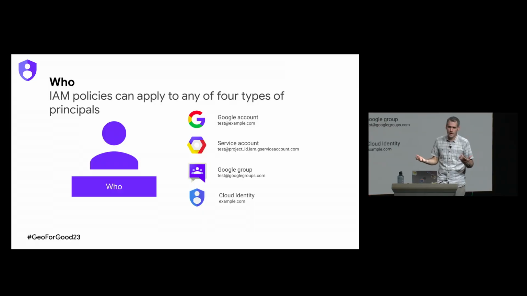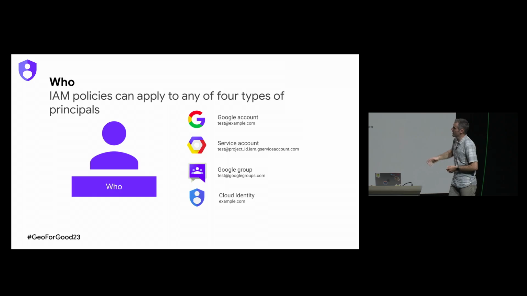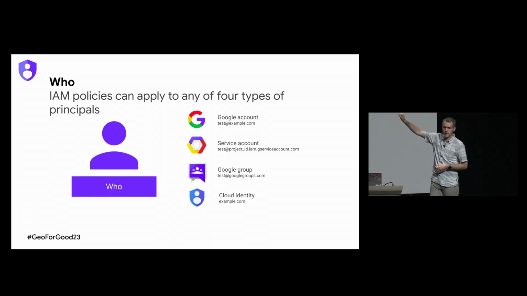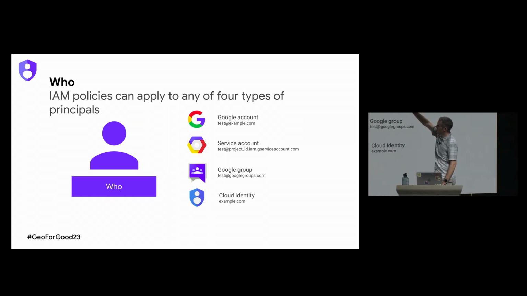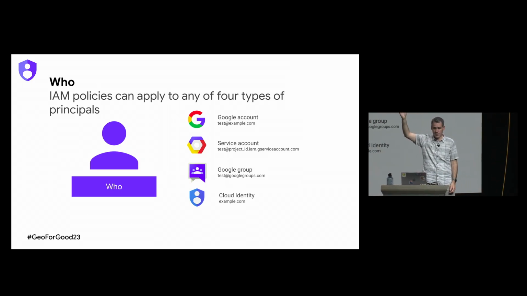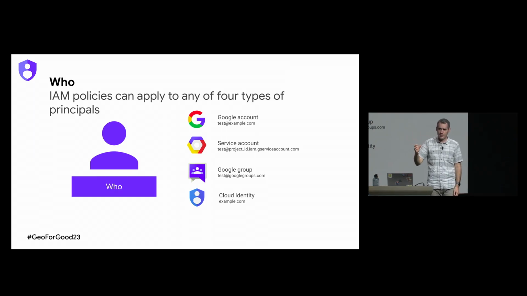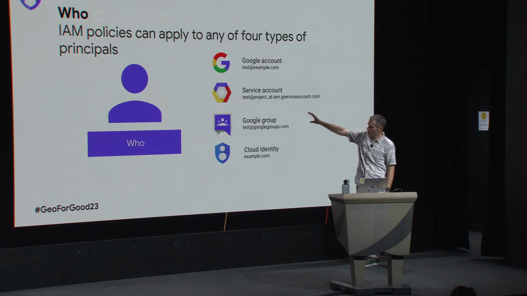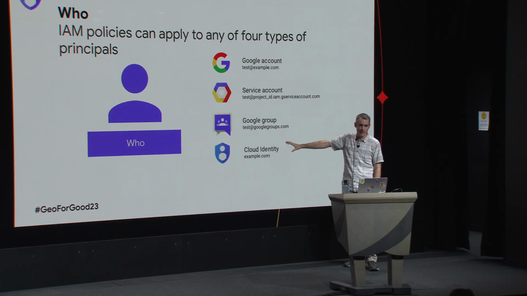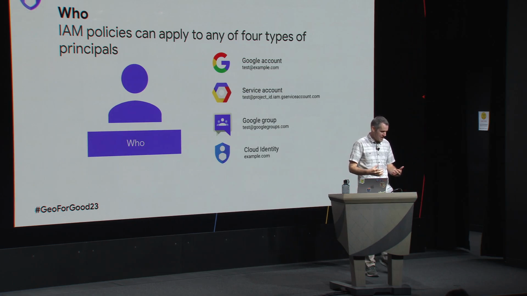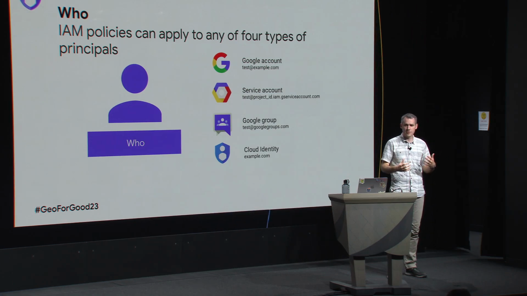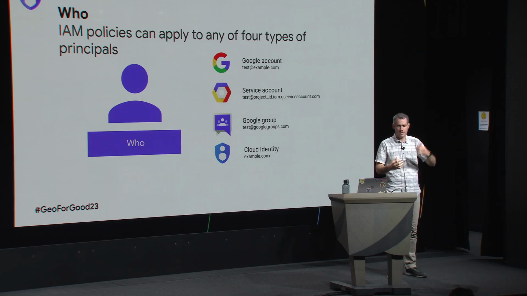So the who. These IAM policies apply to four types of principals within Google Cloud. It can be a Google account that has an email address associated with it. It can be a service account. Service accounts are accounts that are created within a project that are used for automated tasks. It can be a Google group, or it can be a Cloud Identity account, which is basically a service that syncs information from an external organization with your cloud projects.